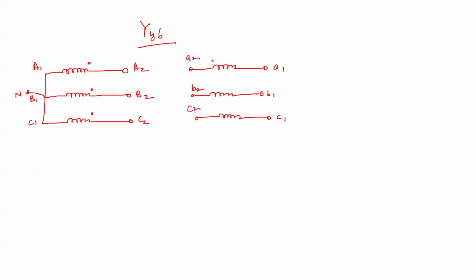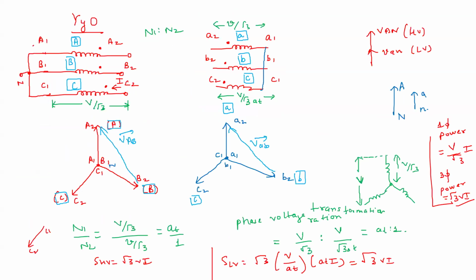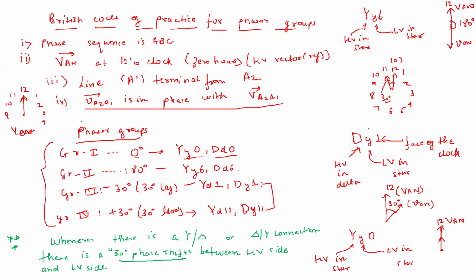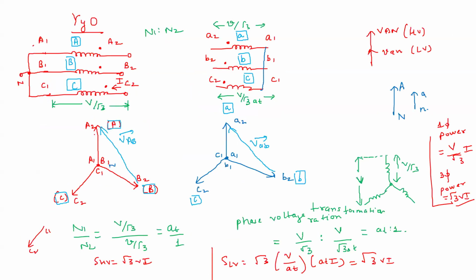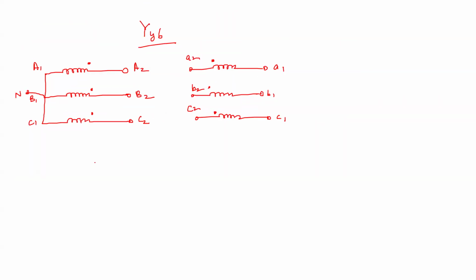Now I am not shorting. We will first see how our vector group is, and on the basis of the vector group we will decide how to connect this. So first I am drawing the vector group of this high voltage winding. On the high voltage side we have seen that this has to be at the 12 o'clock position. This A phase, this VAN has to be at 12 o'clock position. This is AN, this is BN, this is CN. So AN is at 12 o'clock position, so I am drawing AN at 12 o'clock.